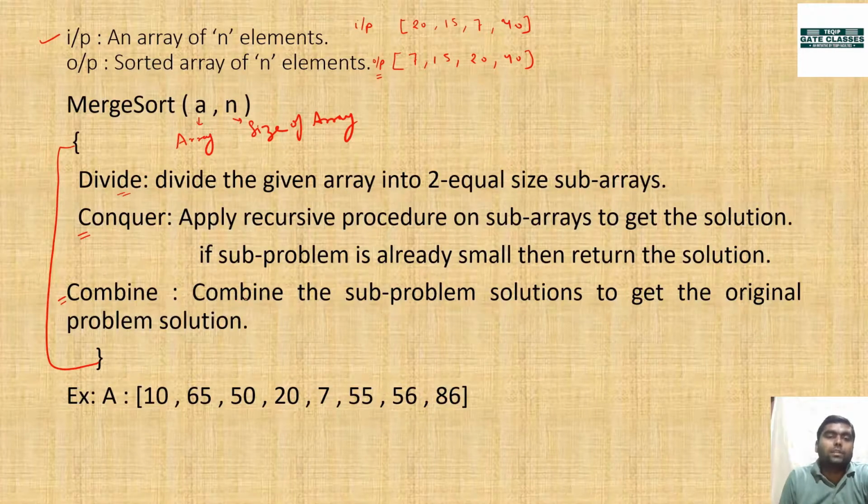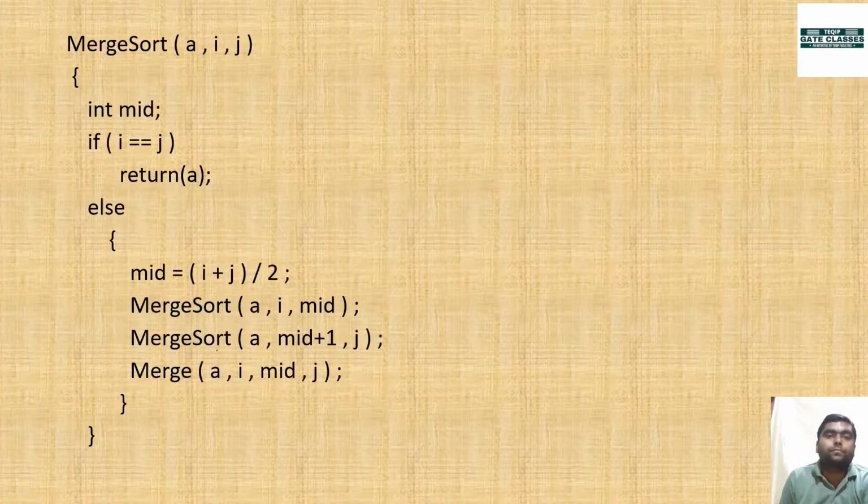So these are the three steps according to divide and conquer strategy, and this is the example we are taking to solve this. So 10, 65. This is an array of what? 3, 3, 6 and 2, 8 elements. So the size of array is 8. Let us have a look. This is nothing but the size of array.